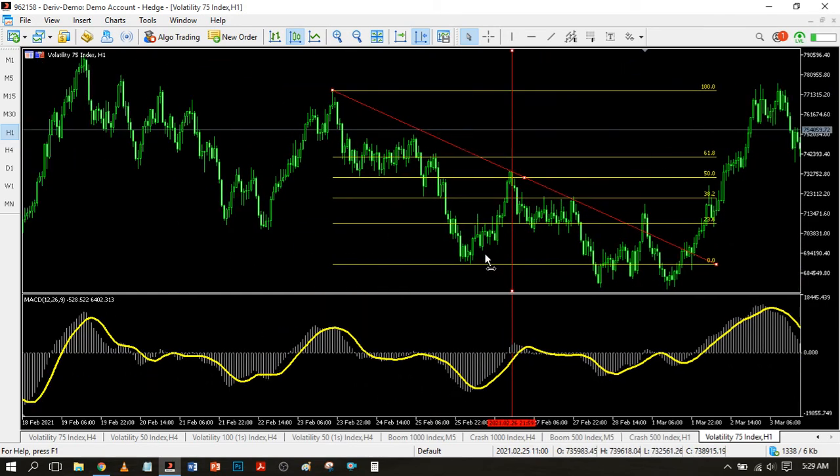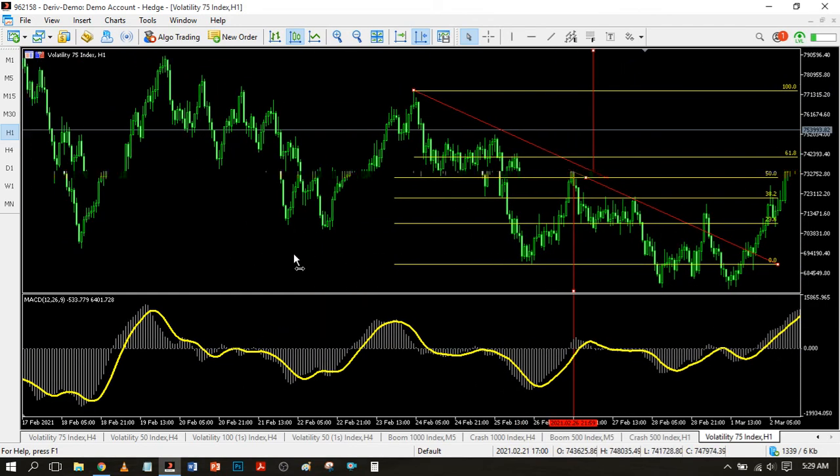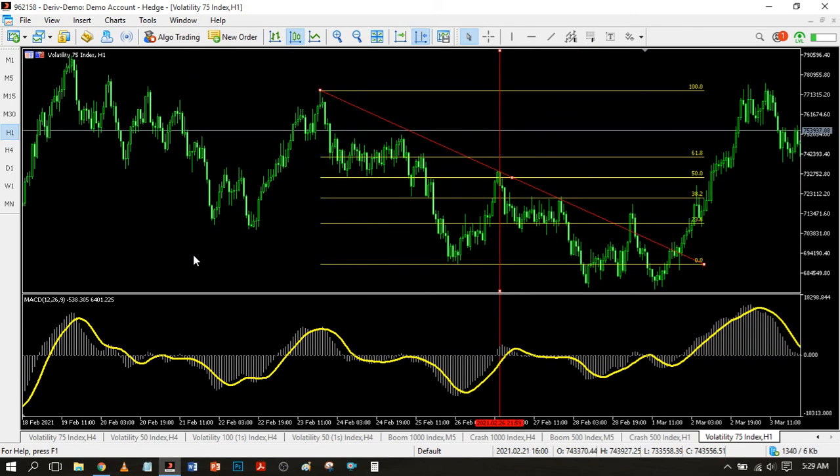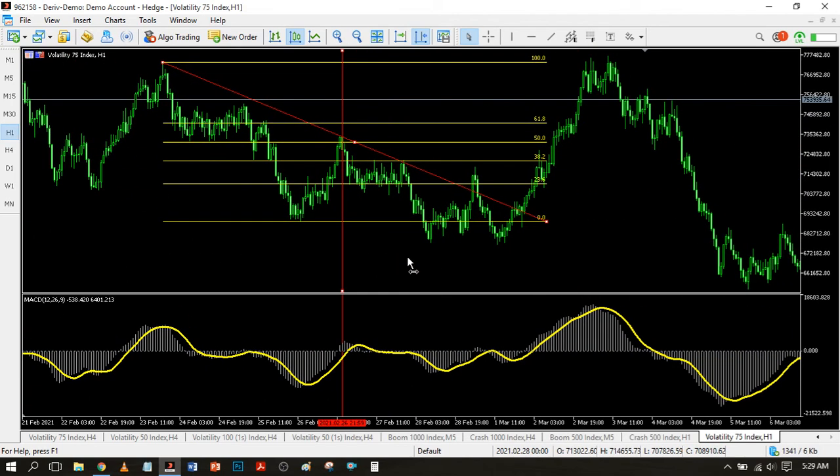So that's how you can actually make use of the MACD and the Fibonacci tool. Your MACD is going to be your confirmation of the trend, or I would say the continuation of the trend. Then your Fibonacci will serve as the major support and resistance levels. So it's necessary that you understand how to mix this up so that you can actually get profitable trading.